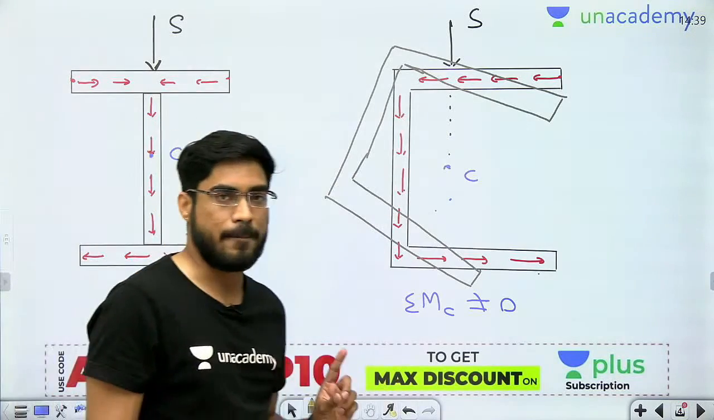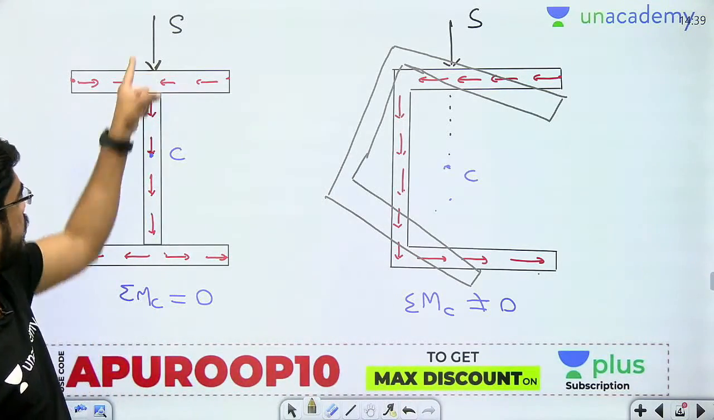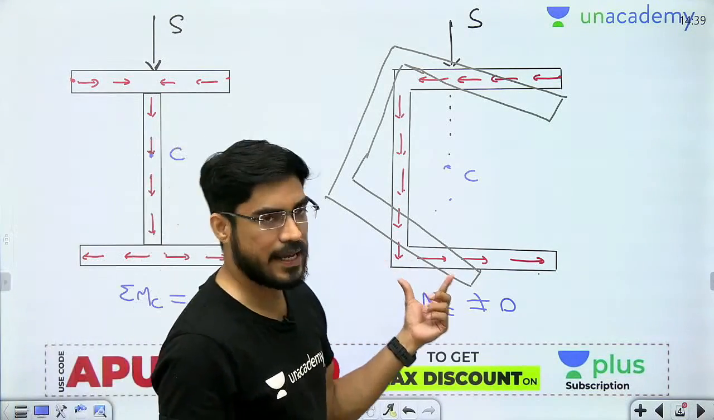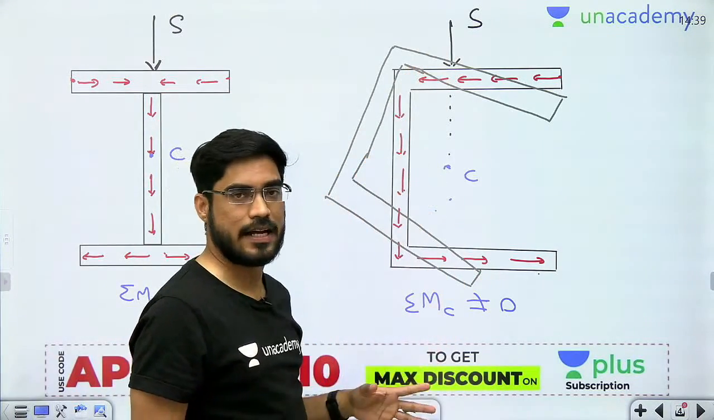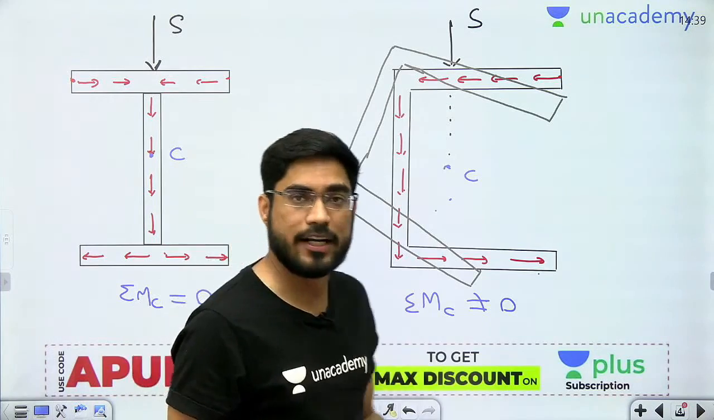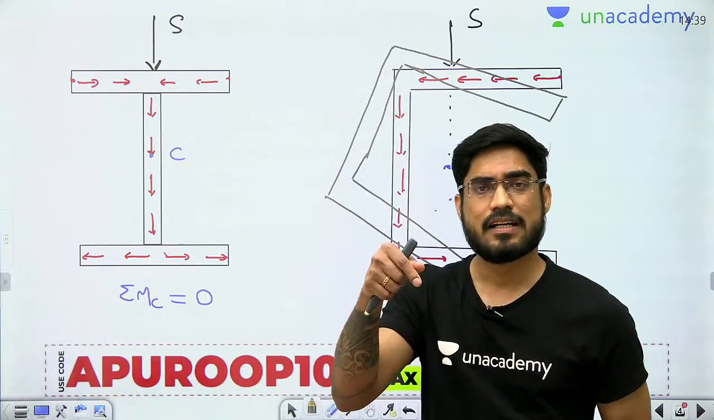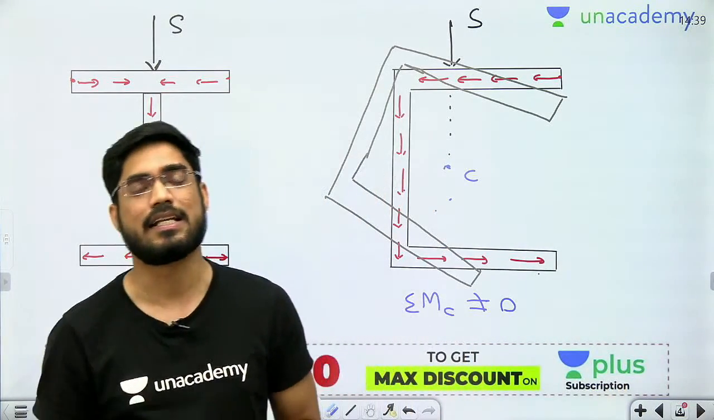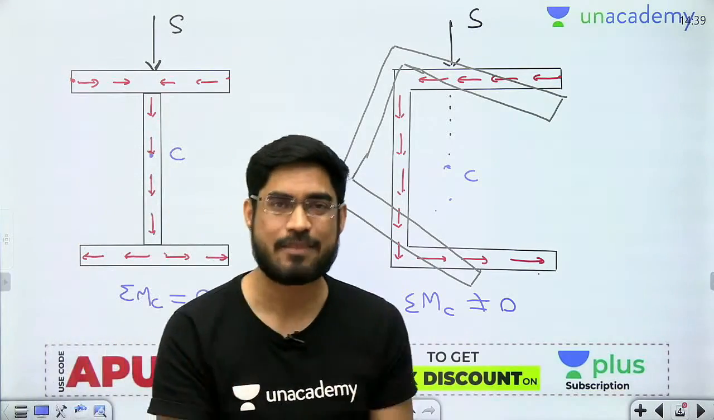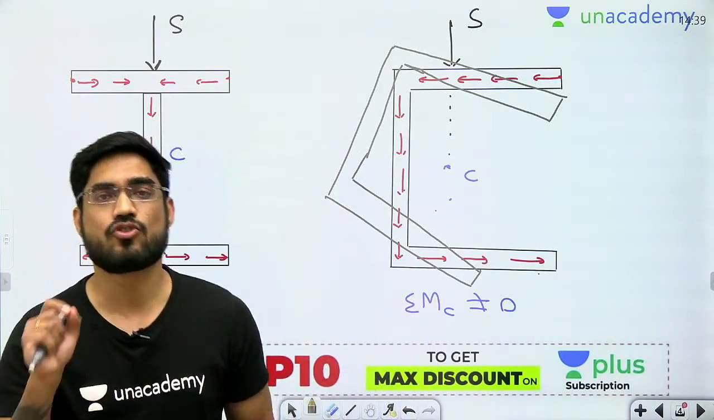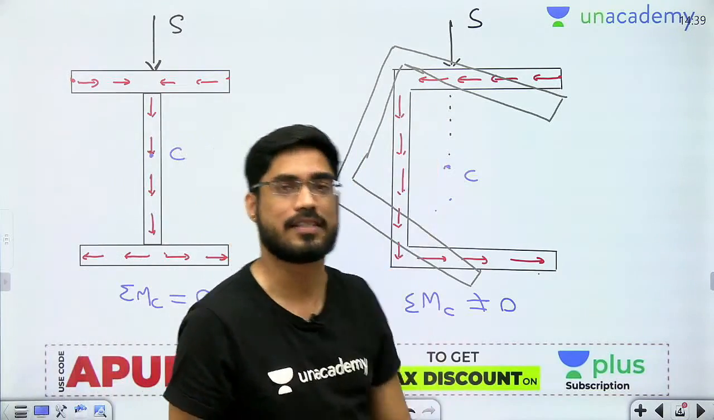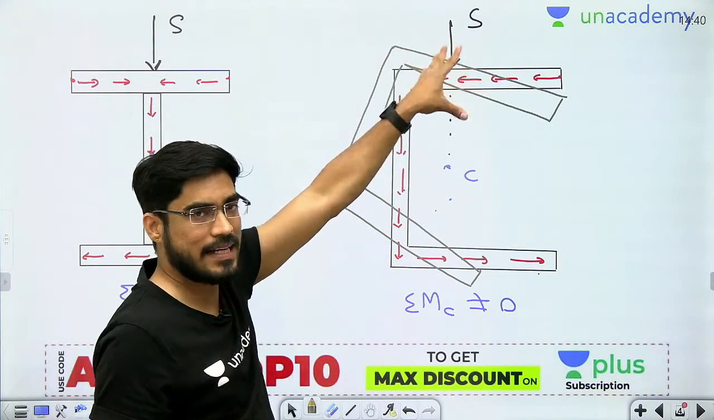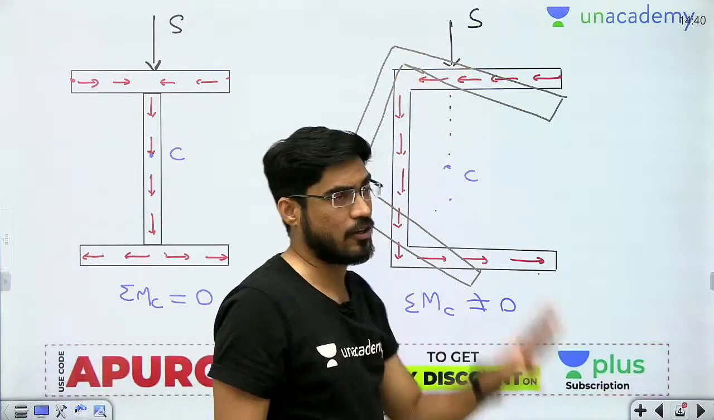Okay, so understand, beta, in this case, I was applying force at centroid, but there is no couple, there is no torque, there is no twisting. In this case, I am applying the force again at centroid, but there is twisting. So, it means that the force will not always act at the centroid. The force must be applied at some other point so that there is no twisting in the cross section. Do you understand? In this case, this force S has to be applied at some other point so that there is no twisting in the cross section.